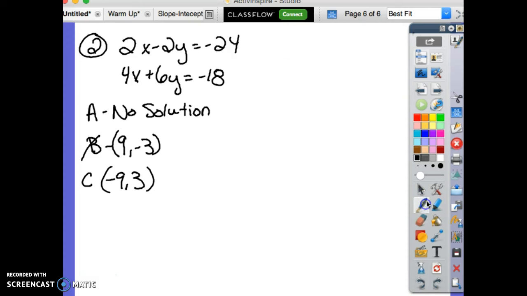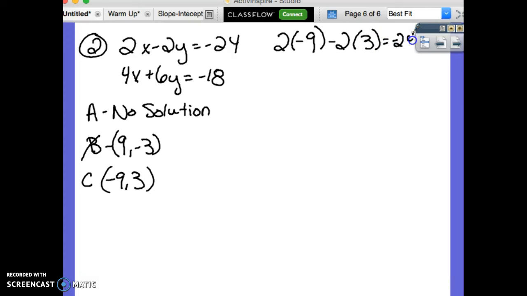I would maybe have a piece of scratch paper to write on since there's not much room on this worksheet here. So 2 times negative 9 minus 2 times positive 3 equals negative 24. That's a negative 18. Negative 2 times a positive 3 is a negative 6 equals negative 24. Negative 24 equals negative 24, so that one worked.